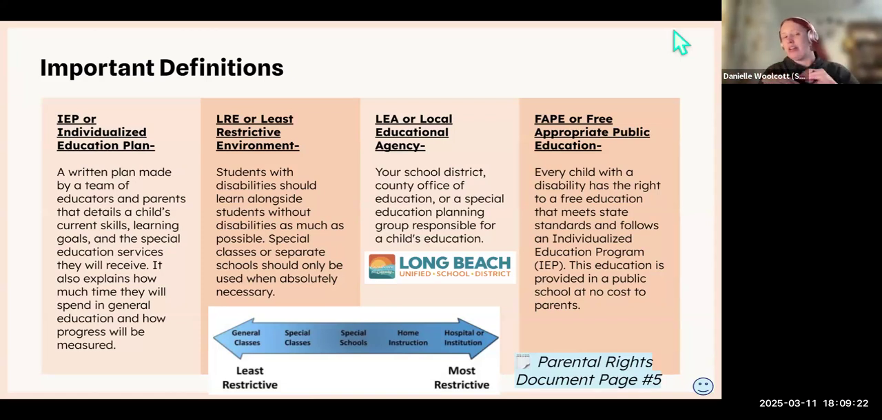Another acronym in special education is LRE, or least restrictive environment. This is the idea that students with disabilities should learn alongside students without disabilities as much as possible. And special classes or separate schools should only be used when absolutely necessary. And if you look at the bottom, there is a graphic there just from least restrictive to most restrictive. If you'd like to see what that looks like on a linear scale, general education classes as the least restrictive environment, moving down towards home instruction or hospital as most restrictive.